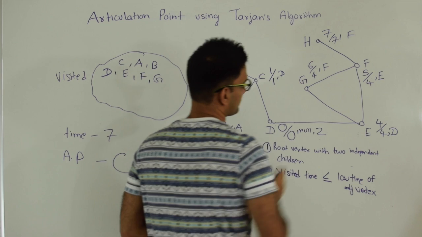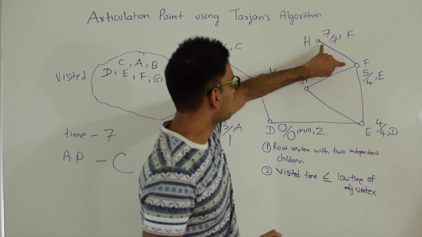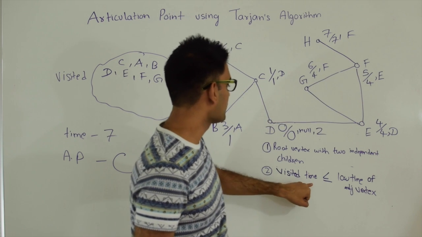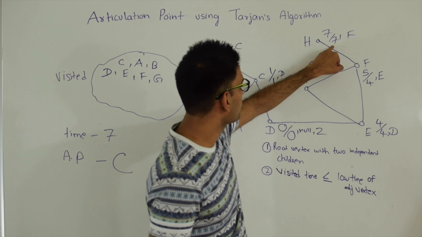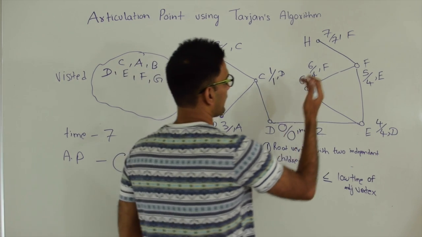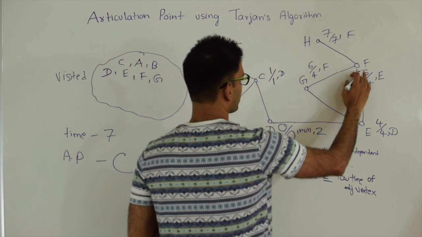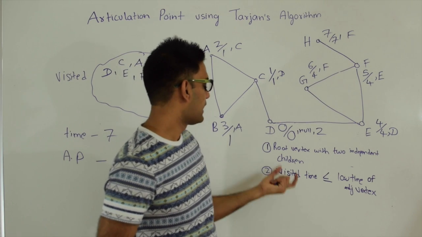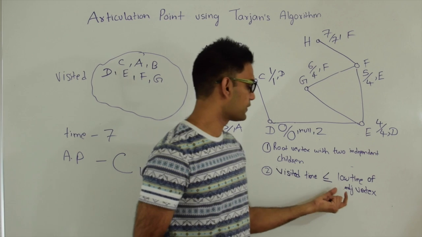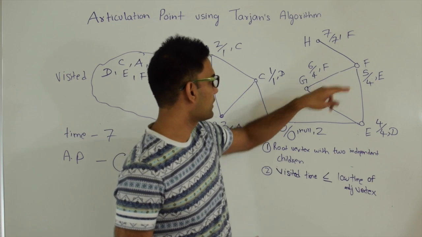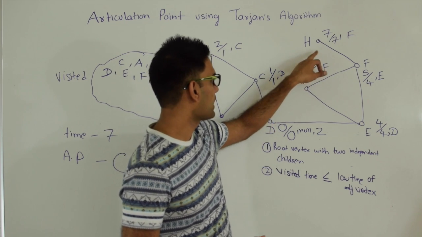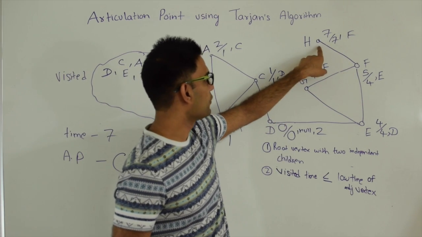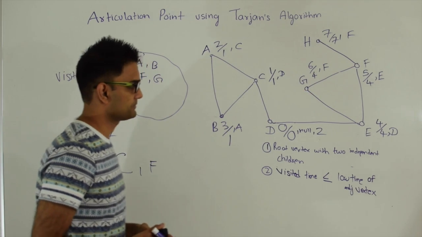So now we come back to F. So what about F in respect to H? The visited time of F is 5. The load time of its adjacent vertex is 7. So this condition is true. So F is an articulation point. So as you can see, as long as your visited time is less than or equal to any of the adjacent vertices' load time, so in this case H, you will be an articulation point, because removing F is going to disconnect H from the rest of the graph.